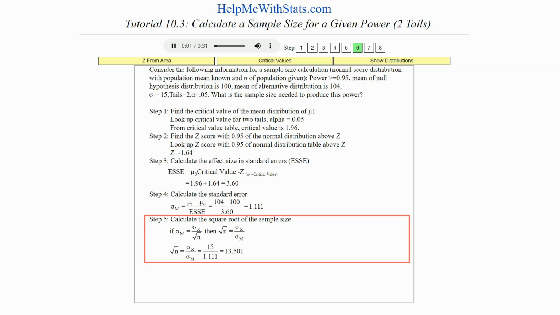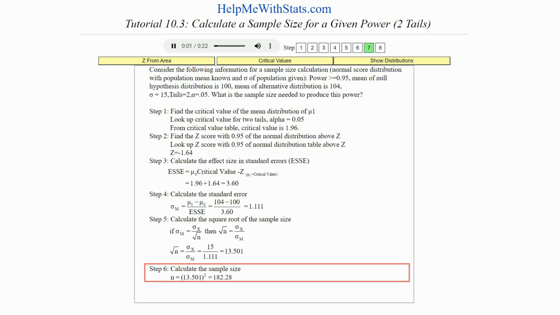Now that we have the size of the standard error, we can use that standard error to calculate the square root of the sample size. From the central limit theorem, we know that the standard error is the standard deviation divided by the square root of the sample size. We can rearrange the terms of this equation to isolate the square root of the sample size on the left side of the equation. Here, the square root of the sample size is equal to 15 divided by 1.111, which works out to 13.501.